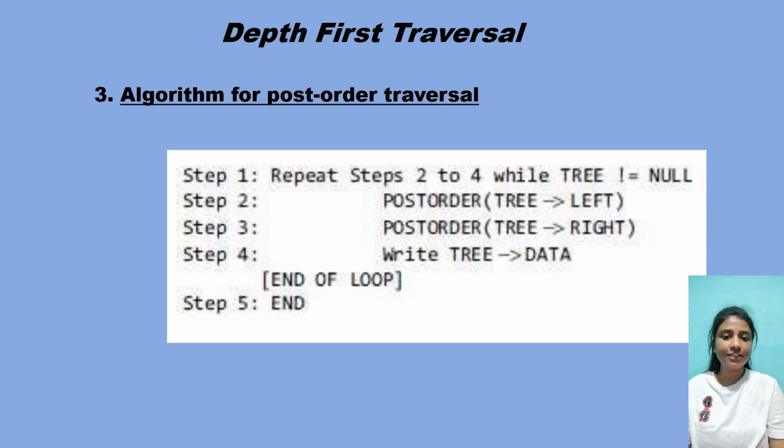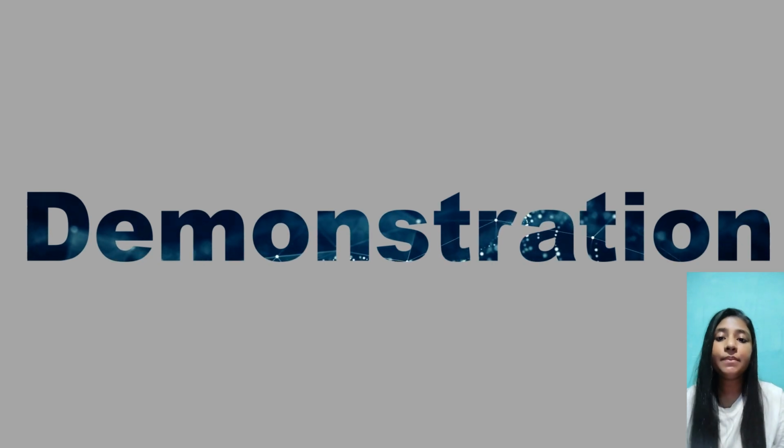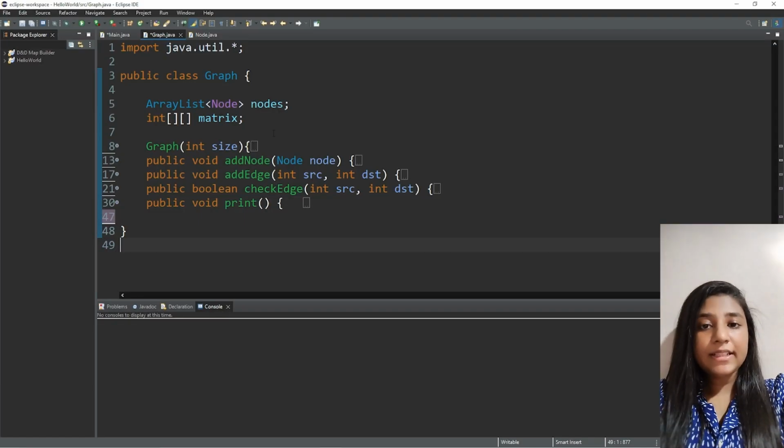And that's it. We have covered how depth first traversal works in graphs and the three depth first based traversal methods. Alright, well, let's implement this in code now.